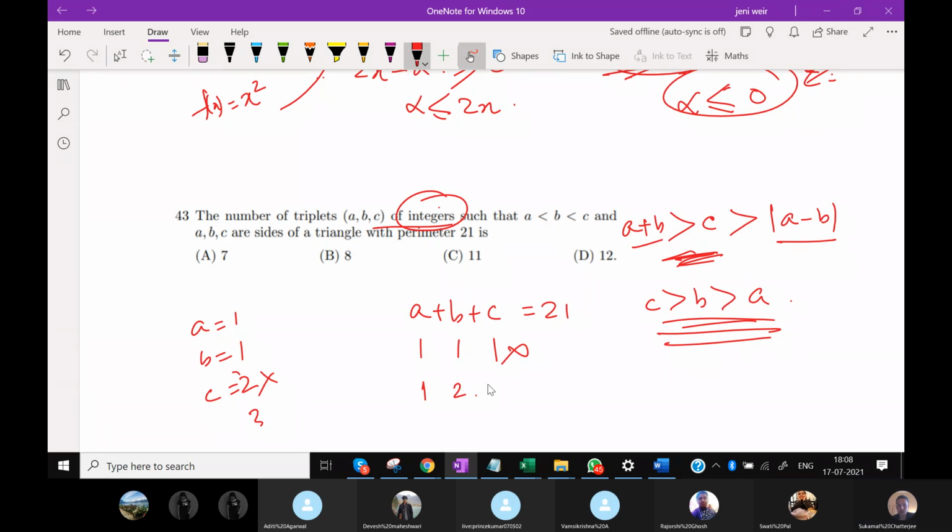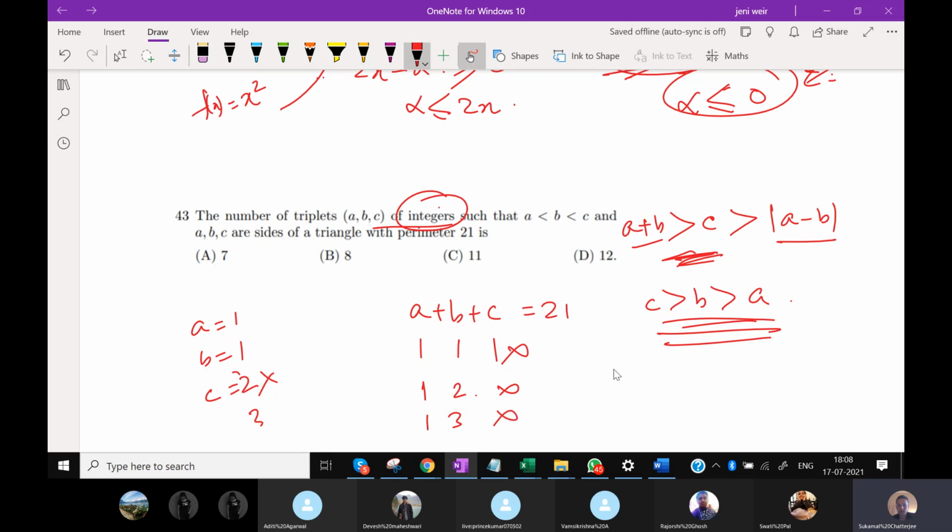Correct? Yes, sir. So 1 plus 2 is 3, right? Now C cannot take any value here also. Now I go for 1 and 3. So if 1 and 3, then C can take 1 plus 3 is 4, right? So that means here also C cannot take any value.